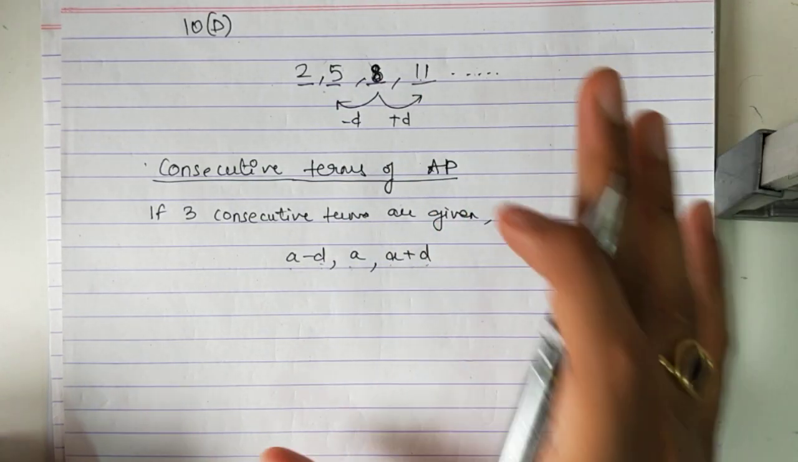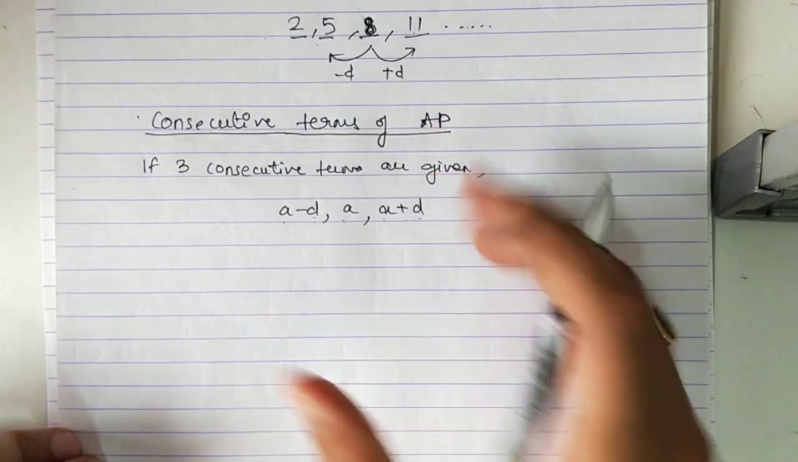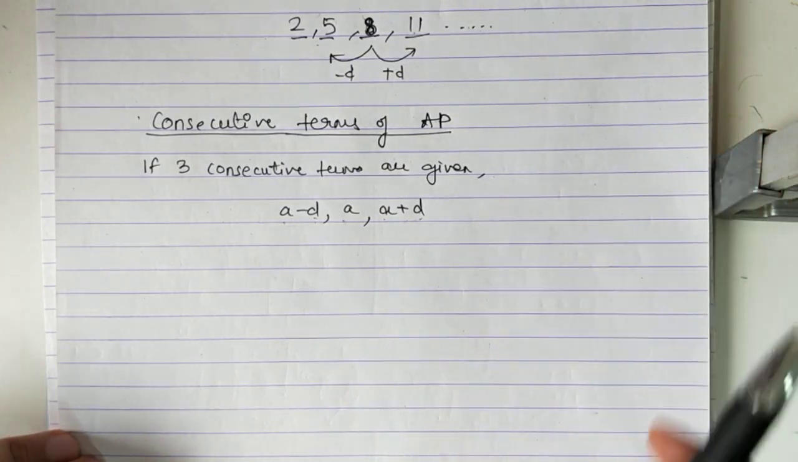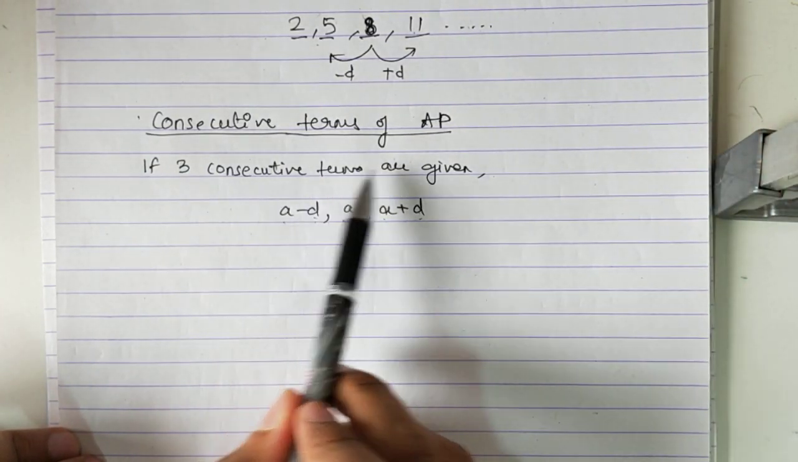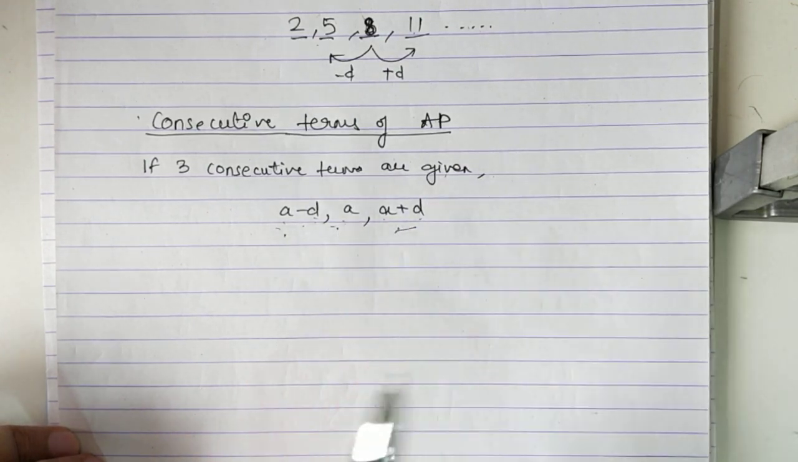Although the derivation of these formulas is not important, it is not there in your book also, and it is a bit lengthy, it will take time. So we have to just remember the values, that if in a question 3 consecutive terms are given, so you have to take these 3 terms as this: first term, second term, third term.